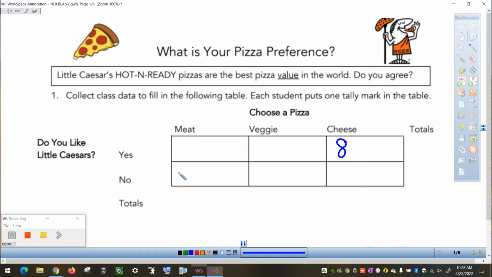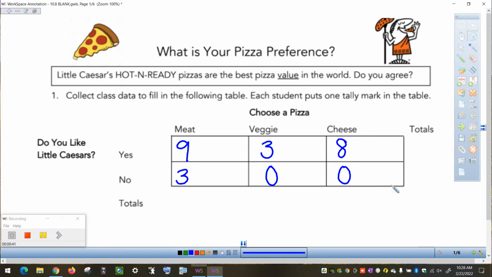We have 3 people over here that are no Little Caesar in the meat category. And then let's see here, we have 1, 2, 3, 4, 5, 6, 7, 8, and then there's a little flash through. Then we have 9 people up here. And in this last little section here, we have 3, and then we didn't have any tallies in these 2 pieces. That's all right. We're just going to go ahead and fill in zeros there.